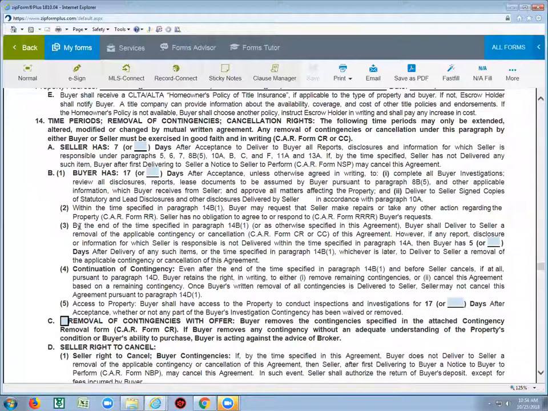And number 4, continuous contingency. Even after the end of the time specified in paragraph 14B1, before the seller cancels, if at all pursuing paragraph 14D, the buyer retains the right in writing to either remove the remaining contingency or to cancel this agreement based on the remaining contingency. Once the buyer's written removal of all contingencies is delivered to the seller, the seller may not cancel this agreement pursuant to paragraph 14D1. So I mean, if the buyer removes the contingency, then the seller has no right to cancel the buyer.